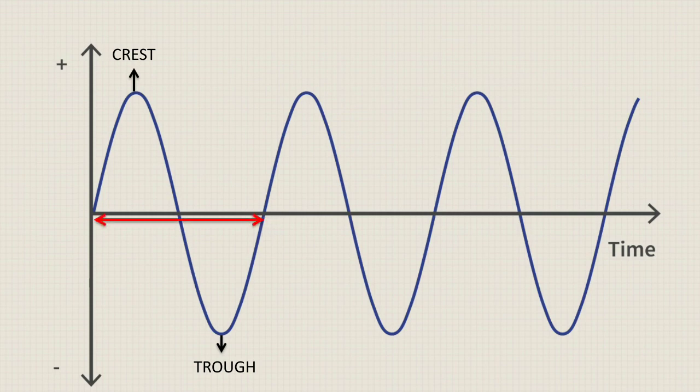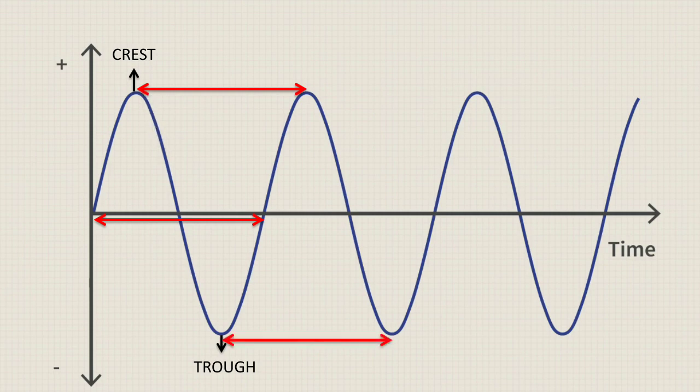From this point to this point, this distance is called the wavelength. The same wavelength can be taken from this crest to this crest, or from this trough to another trough. So the distance between two consecutive crests or the distance between two consecutive troughs is also considered as the wavelength of that wave.